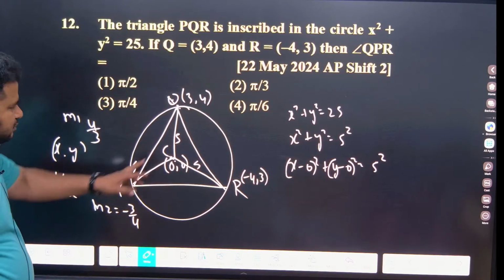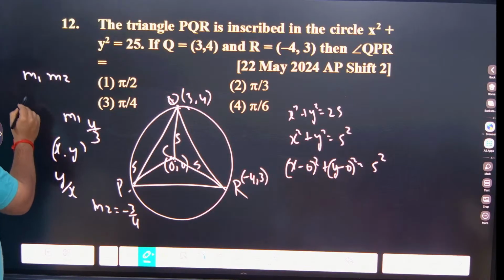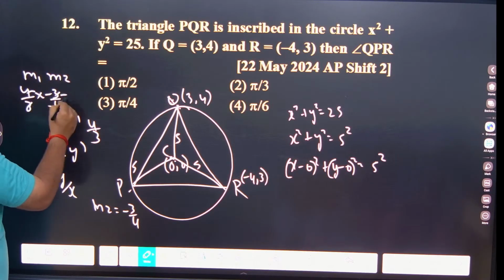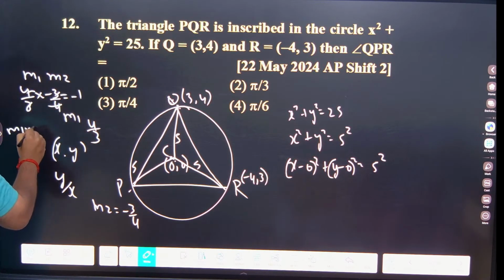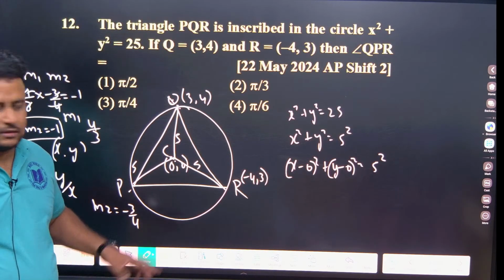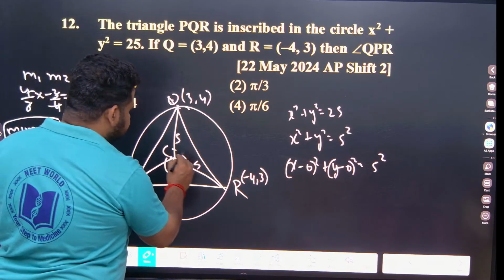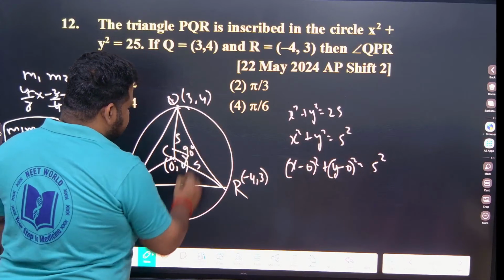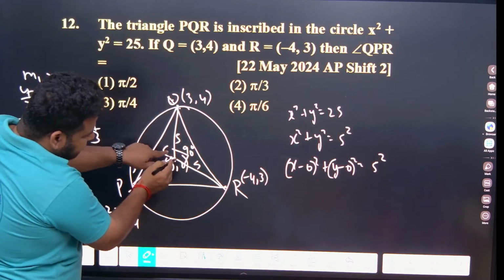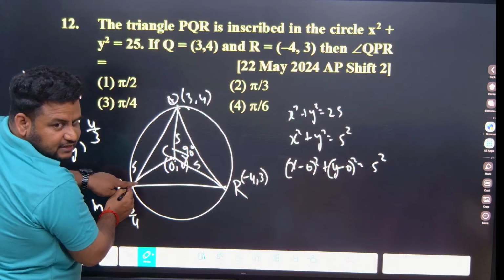Now we take m1 times m2. 4 by 3 times minus 3 by 4, so they cancel and I get minus 1. When m1 times m2 is minus 1, the two lines are orthogonal, or perpendicular, which means they are at 90 degrees. So this angle at the center is 90 degrees, and these two points will make an angle of 45 degrees at P.